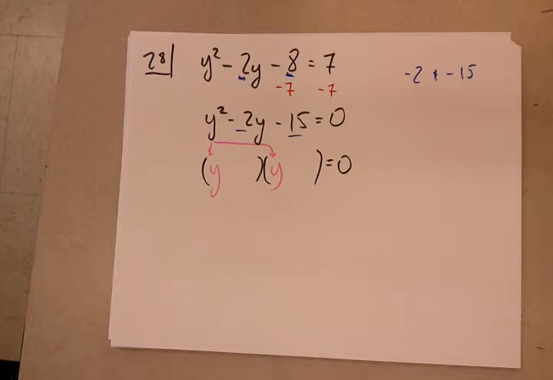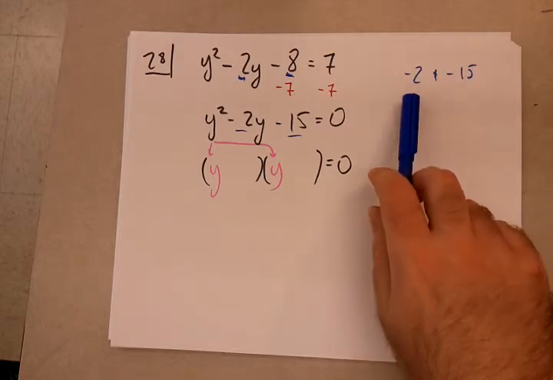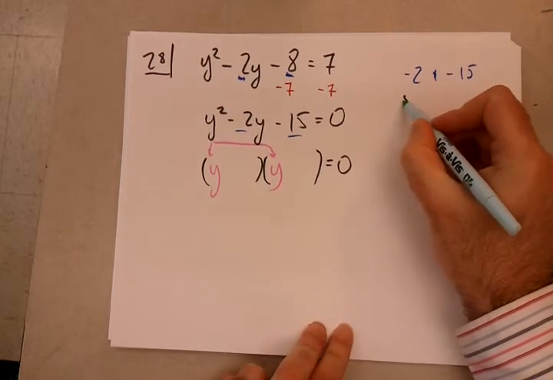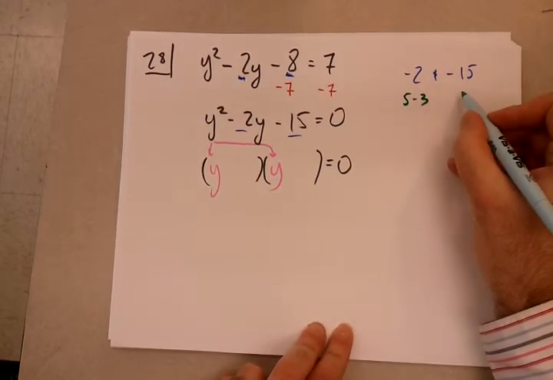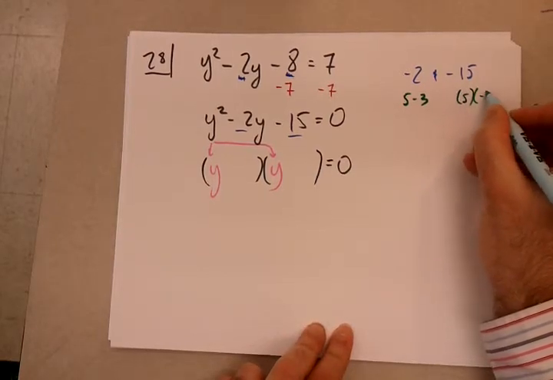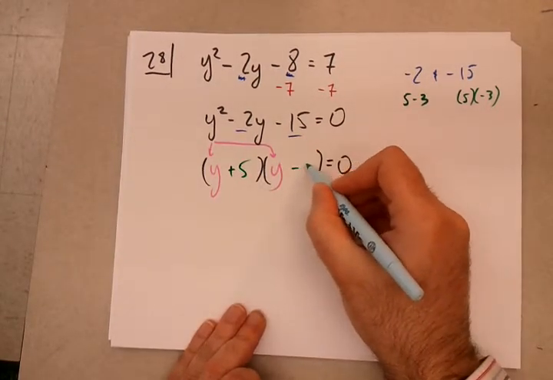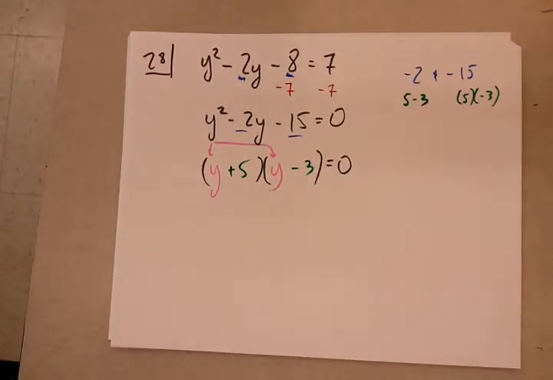Alright, so let's look at the negative 15 and see what multiplies to 15. 3 times 5 comes to mind. Good. Since it's a negative 15, either the 3 or the 5 has to be negative. And what adds up to a negative 2? Well, I can get a negative 2 out of a 3 and a 5, but the 5 has to be negative and the 3 has to be positive. So 5 minus 3 works for this, and 5 times negative 3 works for that. Perfect. So the 5 has to be positive, the 3 has to be negative. The order in which they go doesn't really matter.